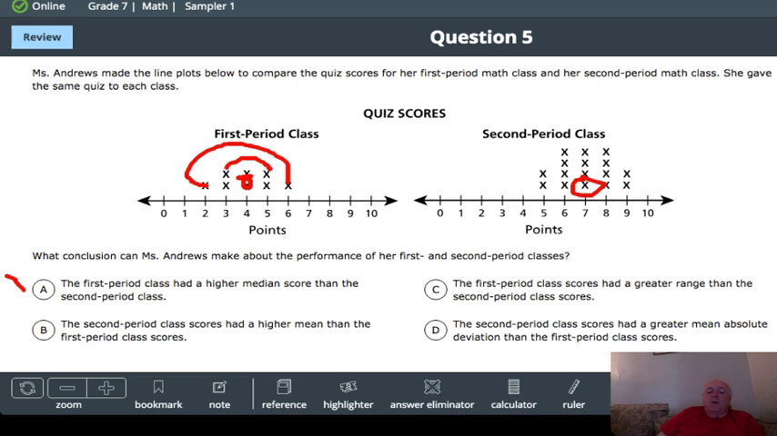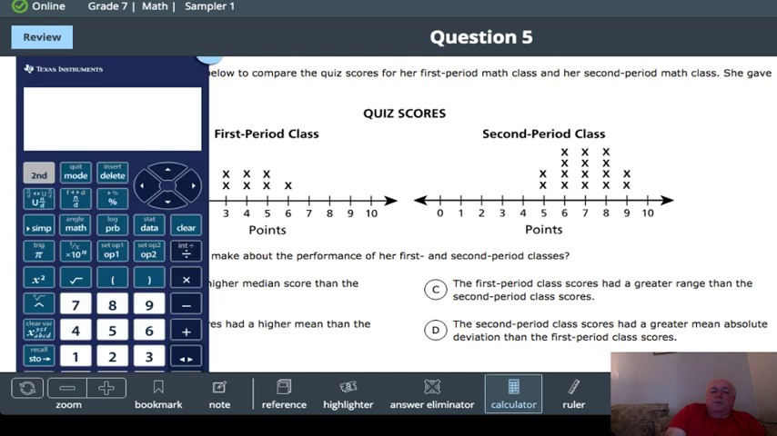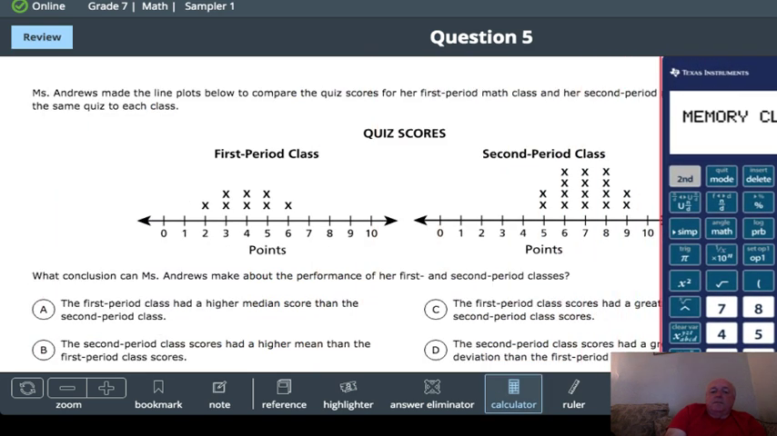Okay, so if we do that quick, let me get rid of this. I'm going to get the calculator. We're just going to start adding them all up. So we have 2 plus 3 plus 3 plus 4 plus 4 plus 5 plus 5 plus 6, and we're going to divide that by the number of things we had. So we have 2 plus 6, there's 8 things. So that gives us 26.75.